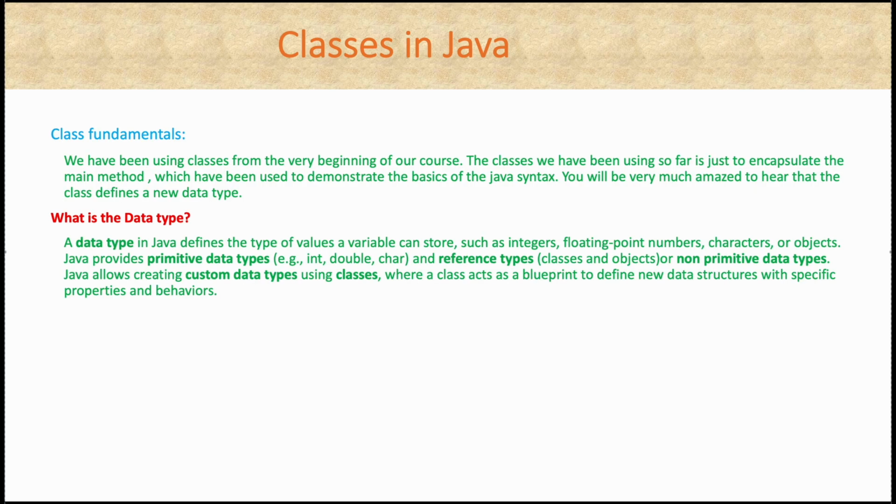A data type in Java defines the type of values a variable can store, such as integers, floating point numbers, characters or objects. Java defines primitive data types, integer, double, character, and reference types, classes and objects, or non-primitive data types. Java allows creating custom data types using classes, where a class acts as a blueprint to define a new data structure with specific properties and behaviors.